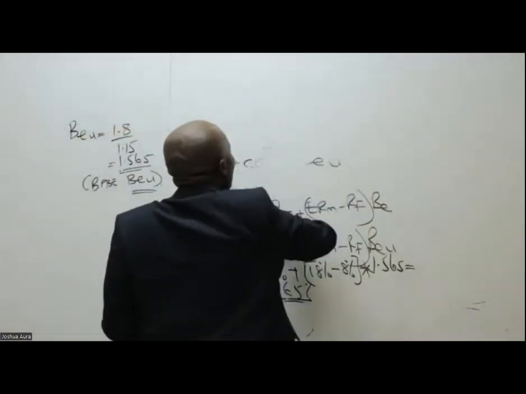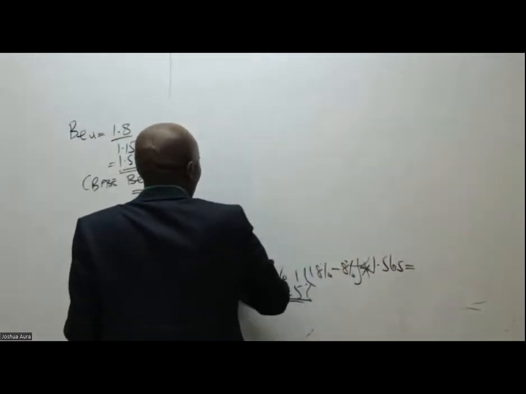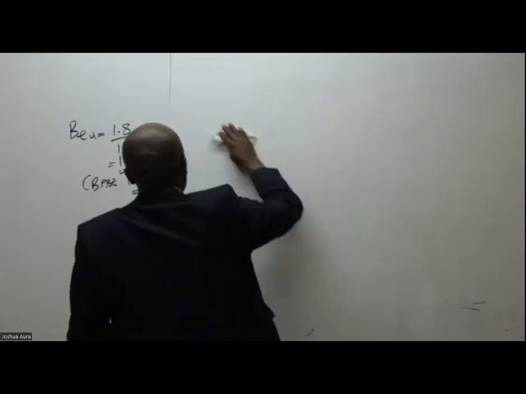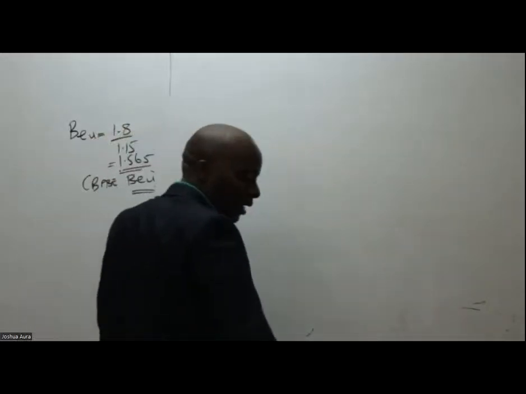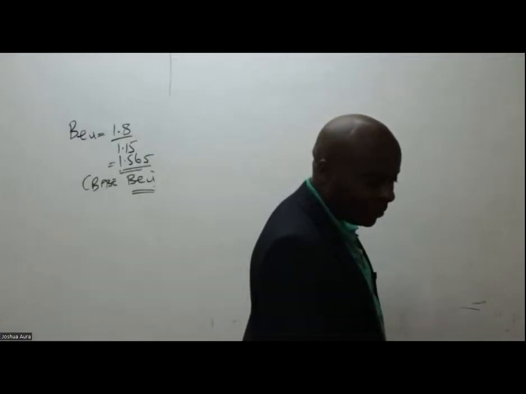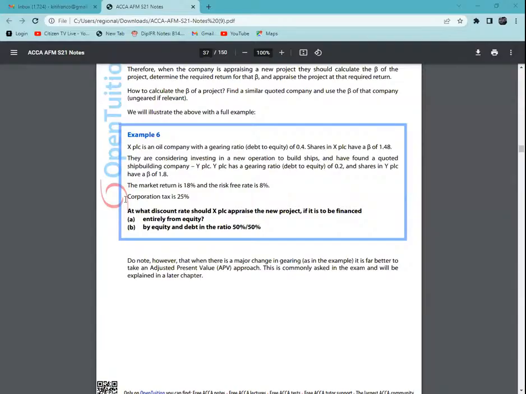Now, with your permission, I'll go straight away to number 2 of this question. I love it. Now we have some gearing, some debt coming into the equation. This time around, the financing is through equity and debt in the ratio of 50-50. No worries at all.